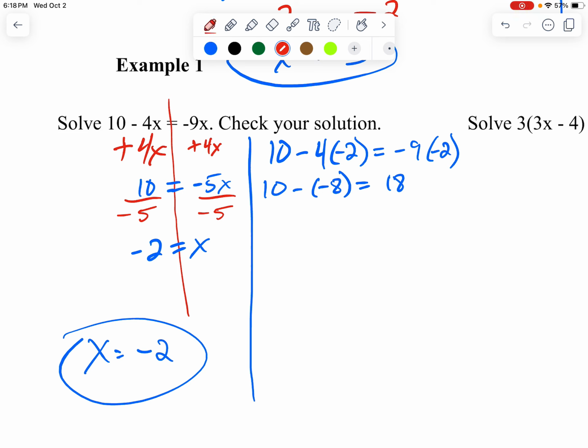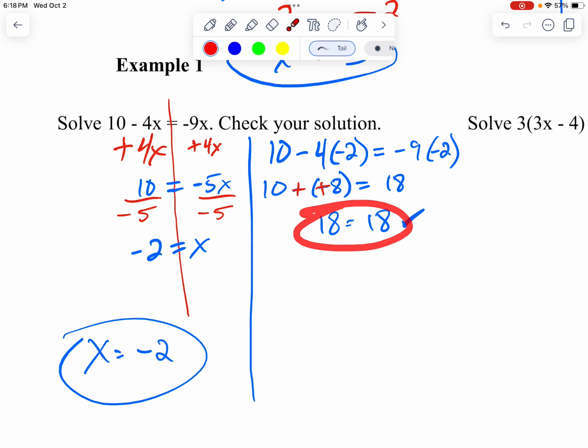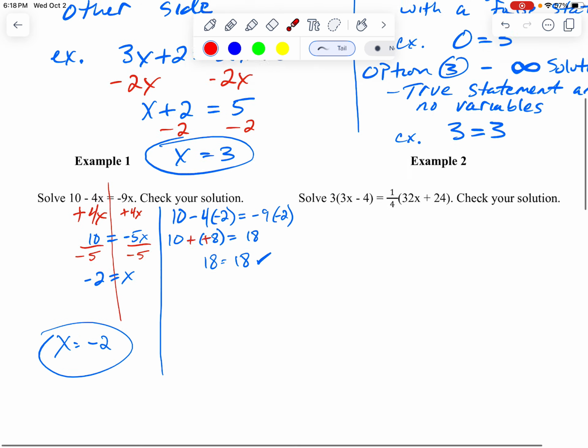When we subtract a negative, remember that's the same as adding a positive. So on the left we would have 18 equals 18. This is a true statement. It works. Okay? This was just checking. Remember, we had plugged the variable back in, so this isn't that case where we got rid of the variable. That was just us checking our work.